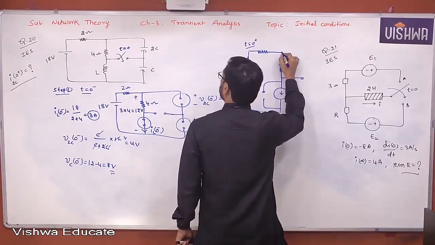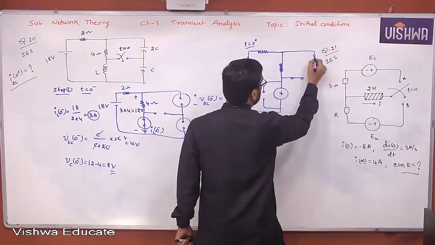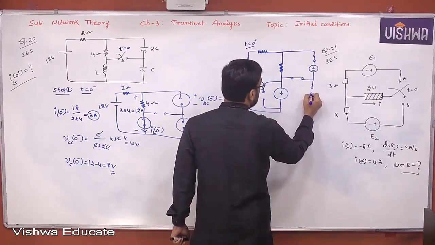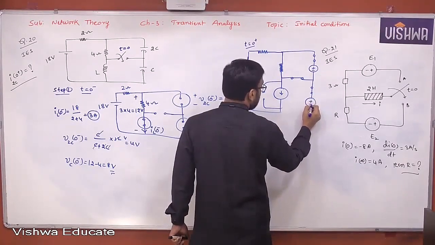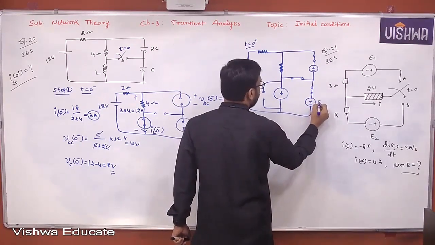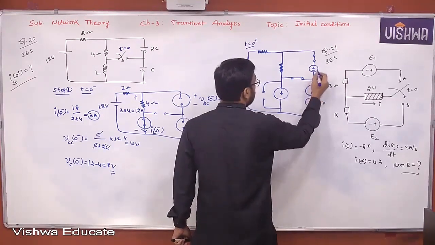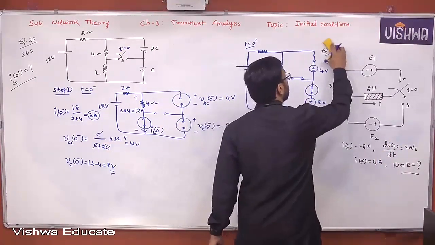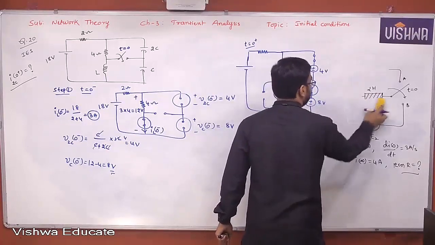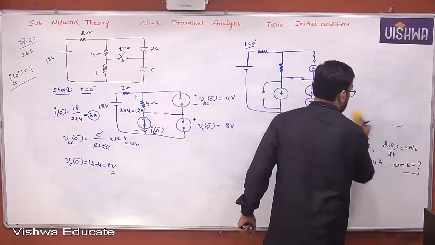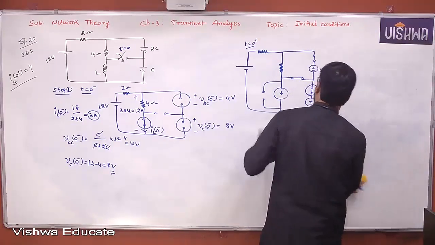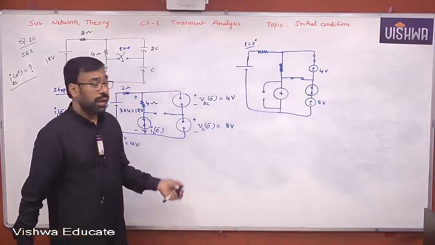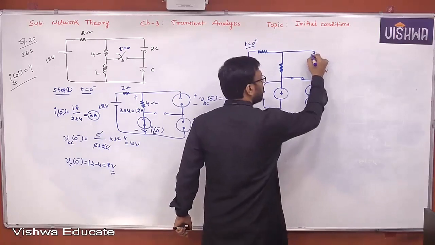And now this is acting like what? A voltage source with a series capacitor model. Again, a voltage source with a series capacitor model. This is 8 volts. This is 4 volts. Okay, let me just erase this part. All of you understand how we are constructing the t equal to 0 plus equivalent? I just followed our usual procedure, okay? Now, what about this 2C?